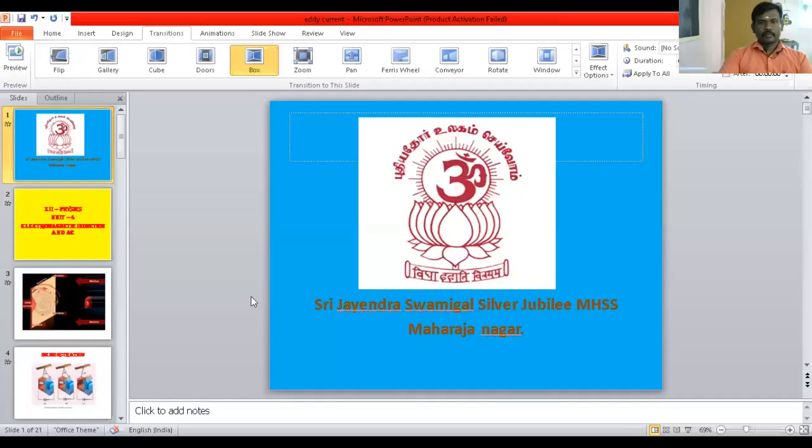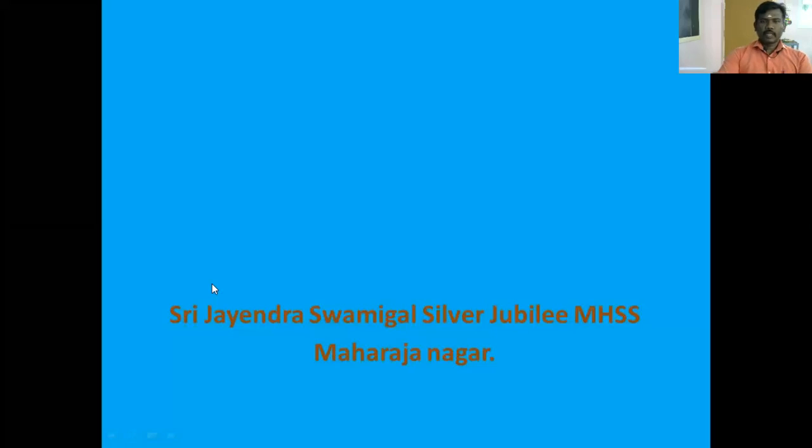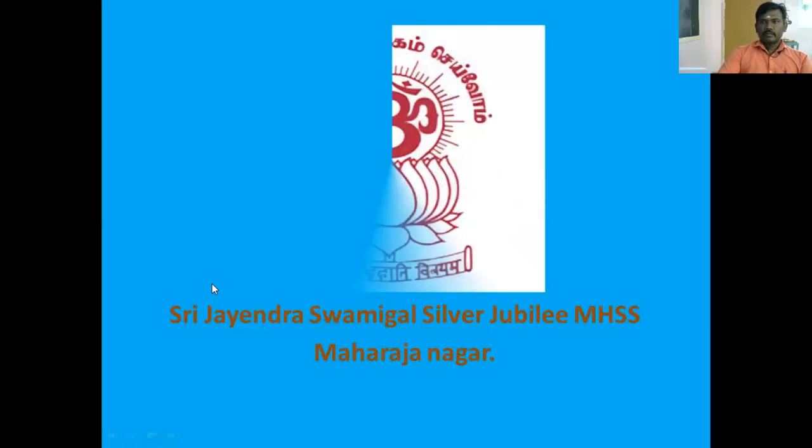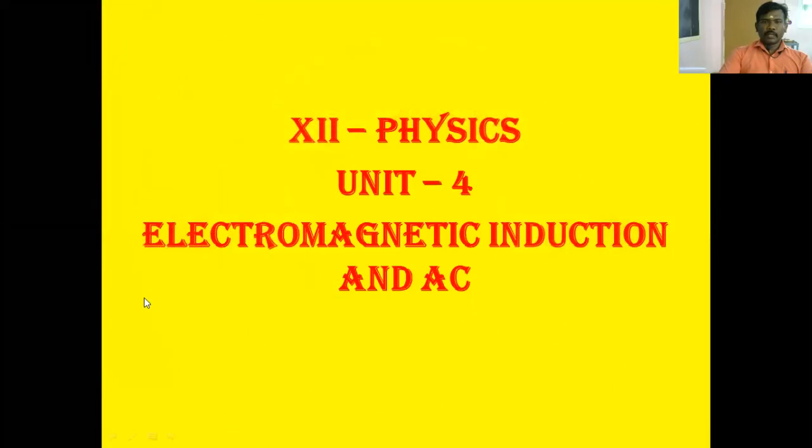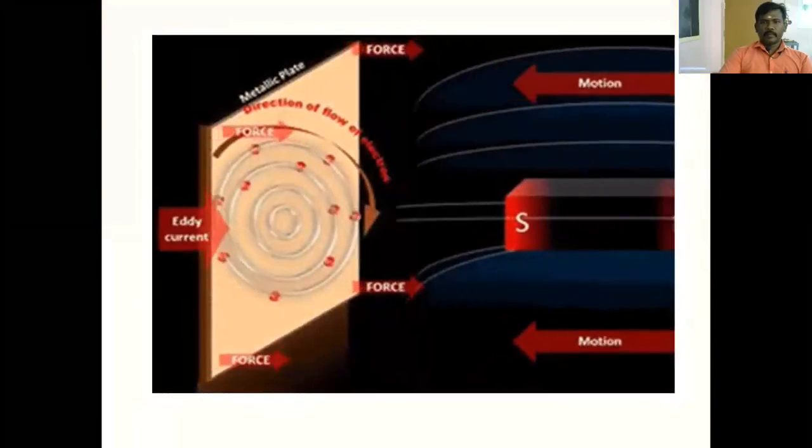The eddy current can be produced when the metal is moving in a uniform magnetic field, or when the metal is static and you are applying a varying magnetic field. See the PPT board. Fourth chapter, electromagnetic induction and alternating current.